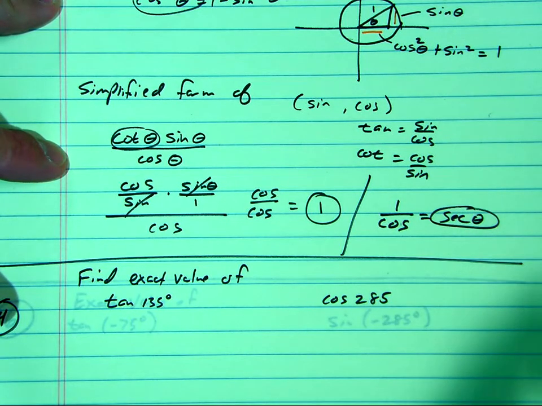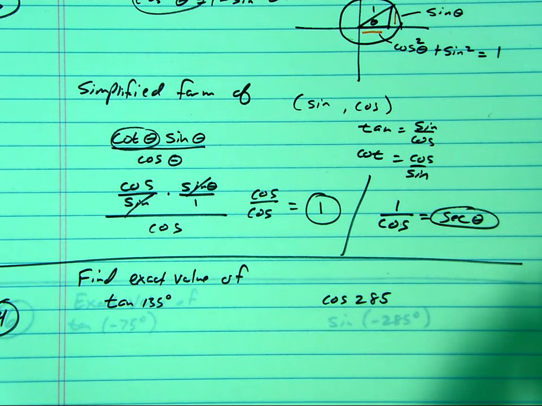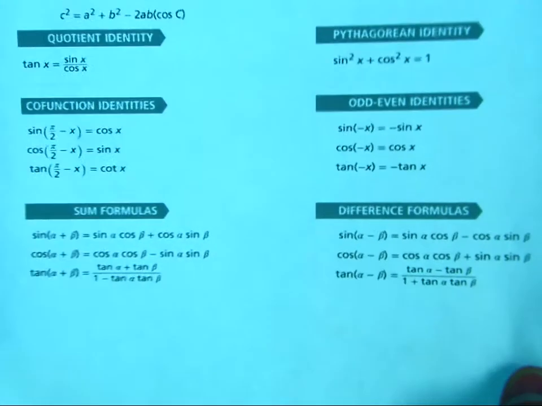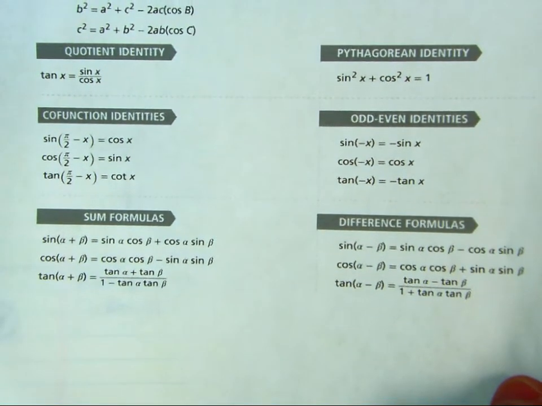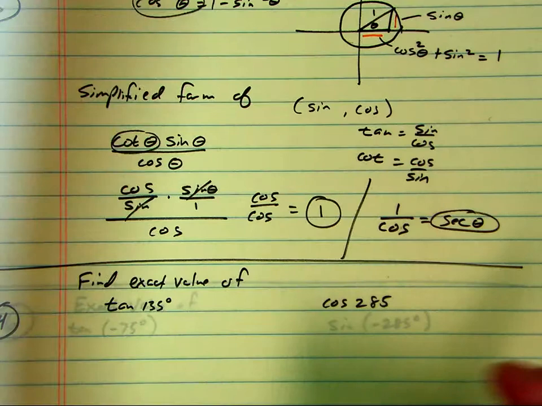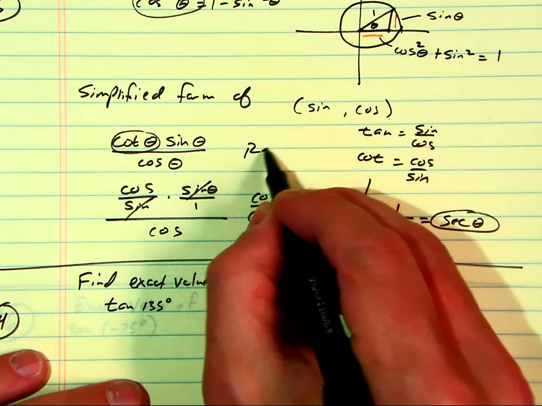So you've got to remember the reciprocal identities are not on your formula sheet. And I'm not going to put them on there. You guys have got to remember something. Look up the reciprocal identities and make sure you know those.